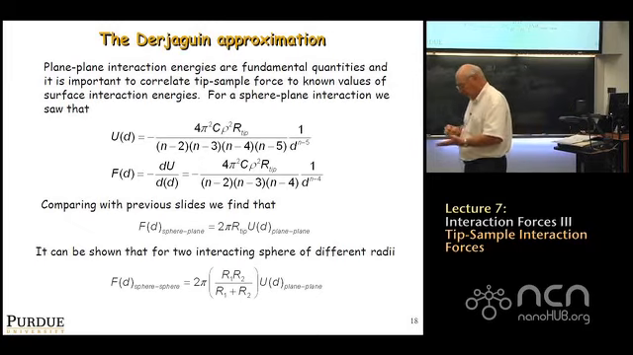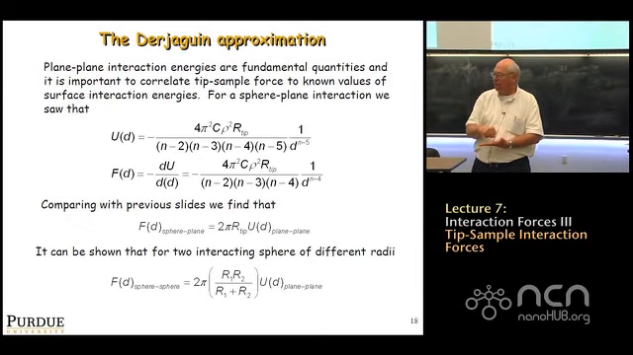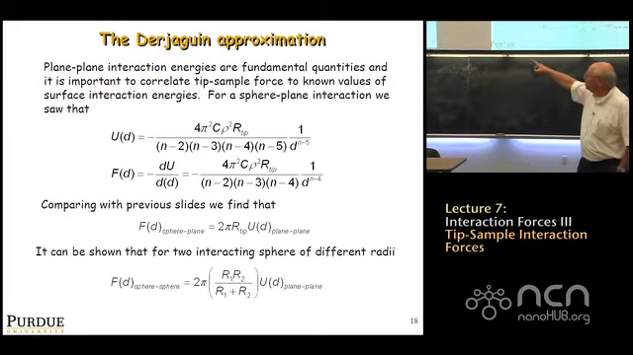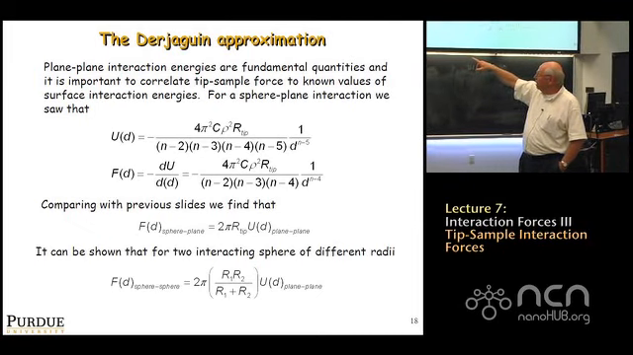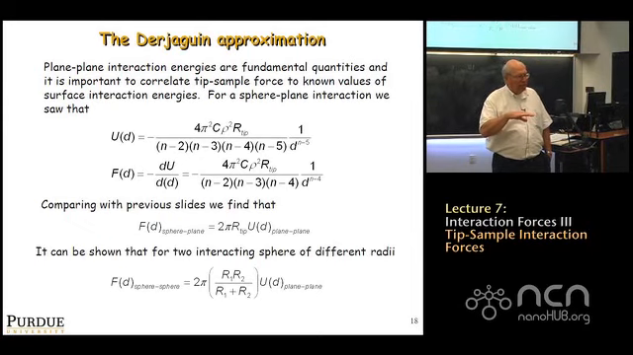And this guy, Derjaguin, comes up with a very interesting observation. He says that if you measure the force that a sphere interacts with a plane, and of course you can measure that force with an AFM, an atomic force microscope, you can get at this much more fundamental plane-plane interaction energy by just multiplying the plane-plane interaction energy by 2 pi times the radius of the tip. So this is yet another way to get at the plane-plane interaction, which is really a fundamental quantity.